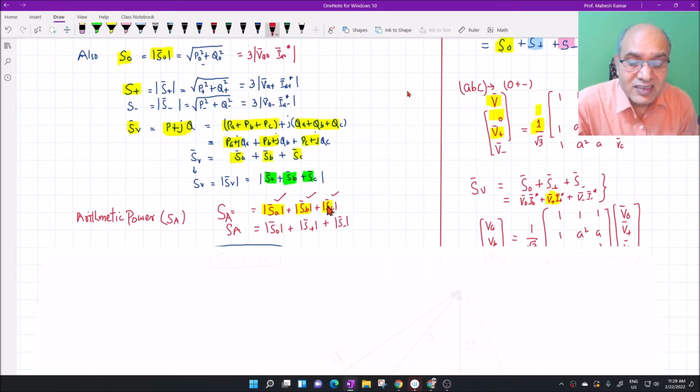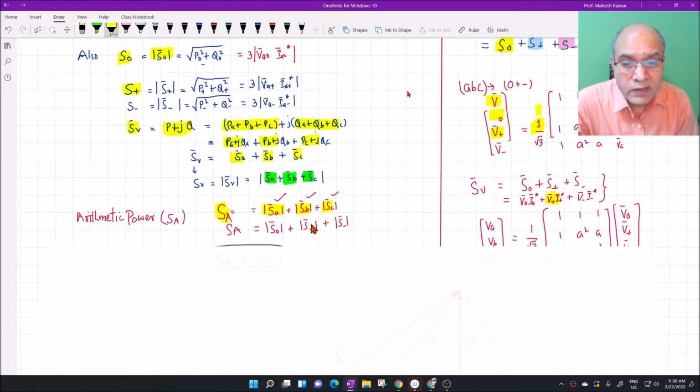If we add the apparent powers like this, then this is called arithmetic power. Note the term arithmetic, because this is the arithmetic sum of apparent powers for each phase. This is not the vector addition, this is the arithmetic addition.